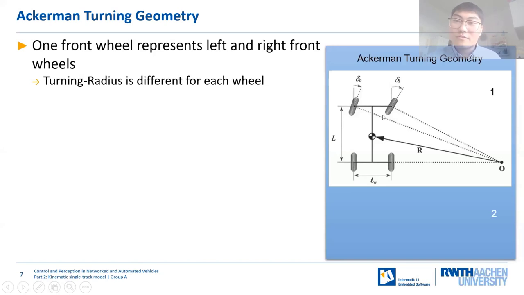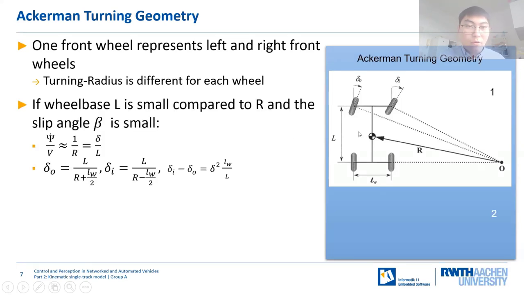In this concept, both wheels are considered. We can see that three lines, which are perpendicular to both rear wheels, the outer front steering wheel and the inner steering wheel, intersect at point O, which is the center of the turning circle. And L represents the wheelbase, and LW represents the track width.